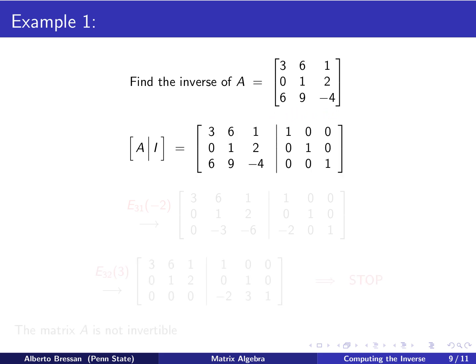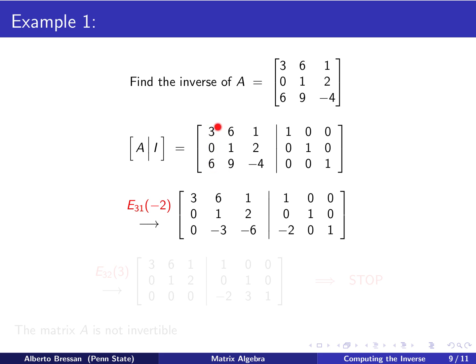And then step 1 is to write out the augmented matrix. So put A here and put identity 3 by 3 next to it and draw a vertical line to separate them. Now we'll try to reduce A into the reduced row form.